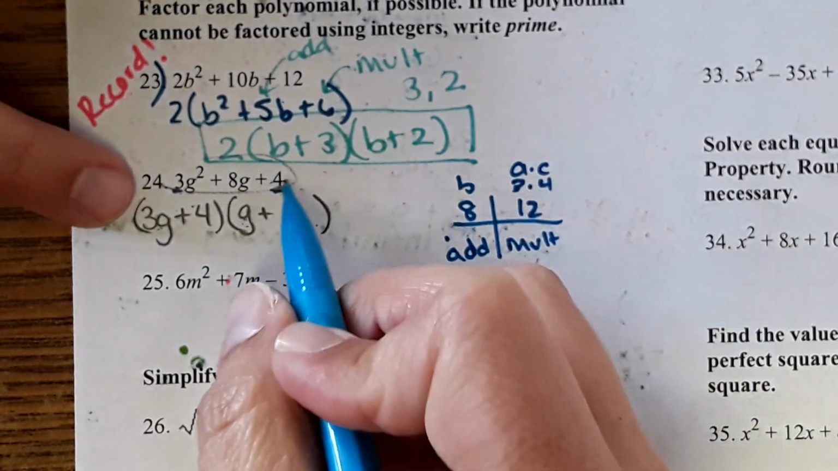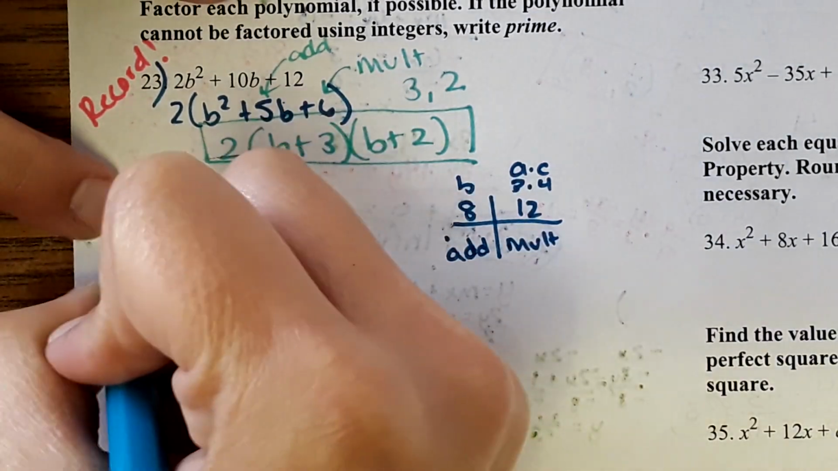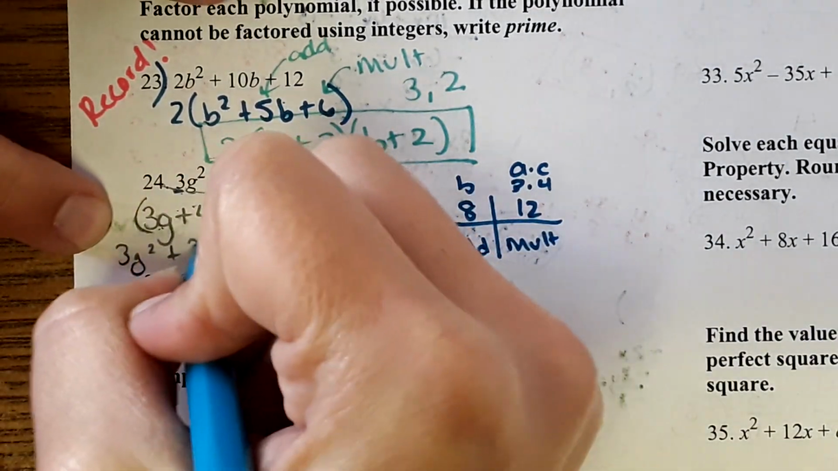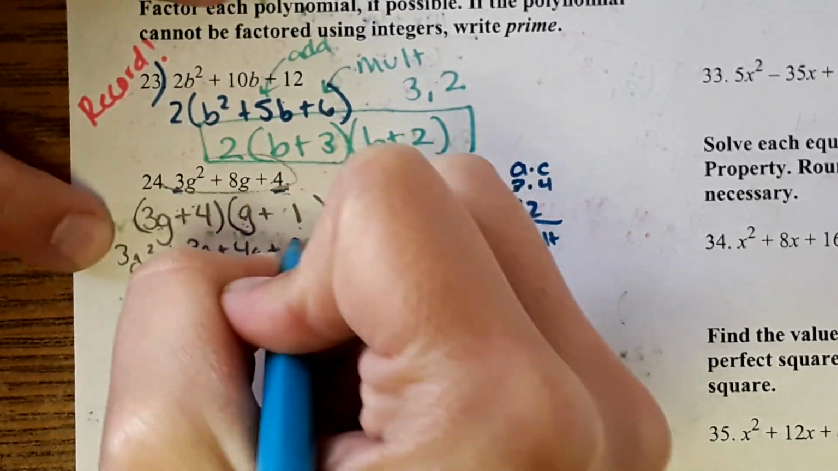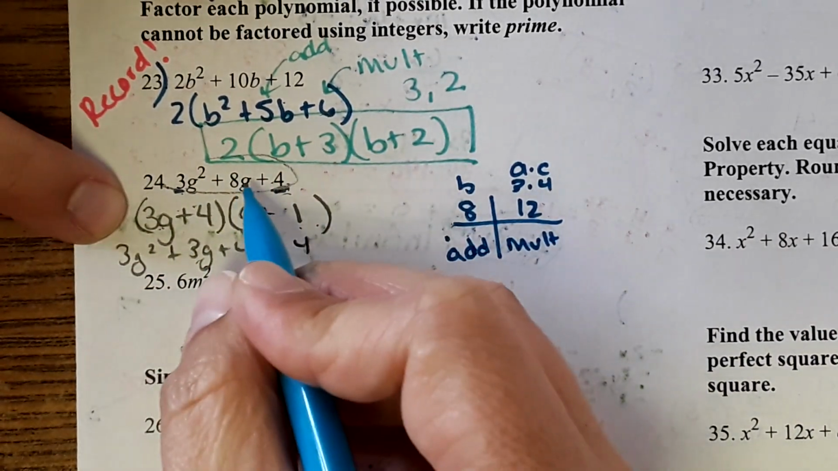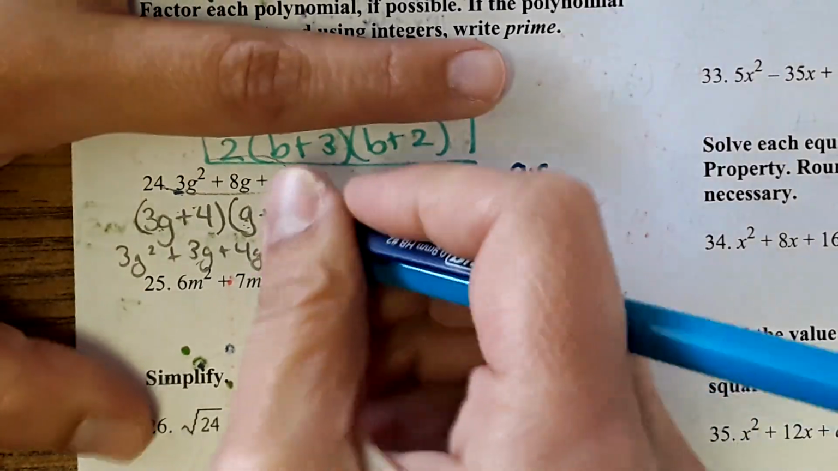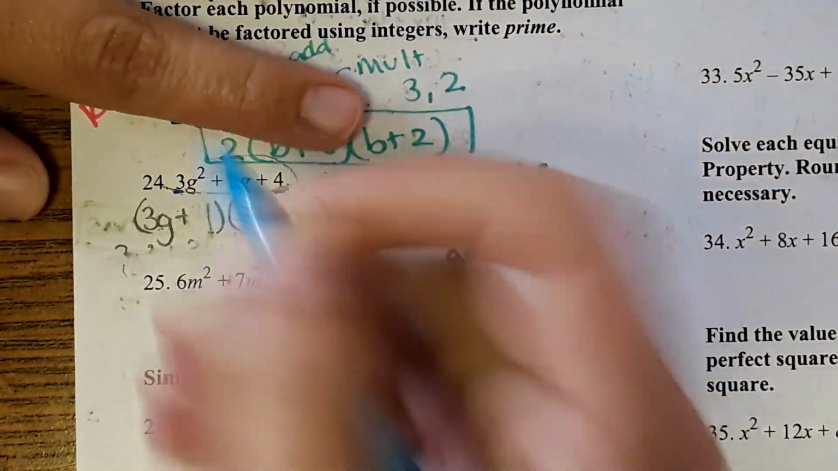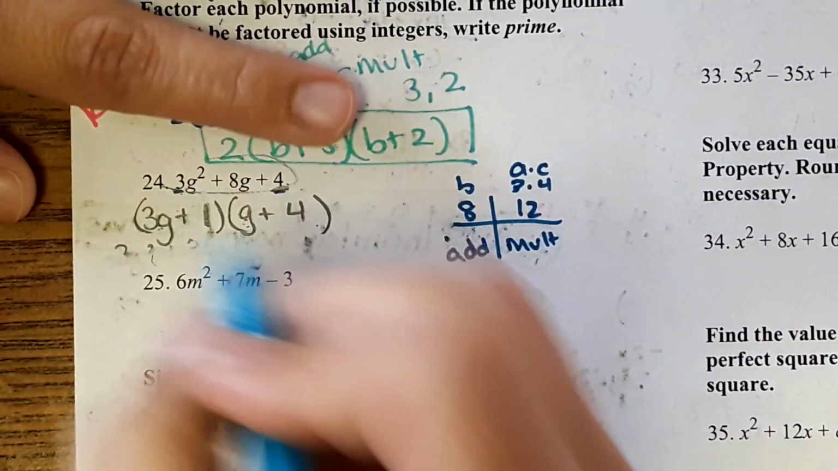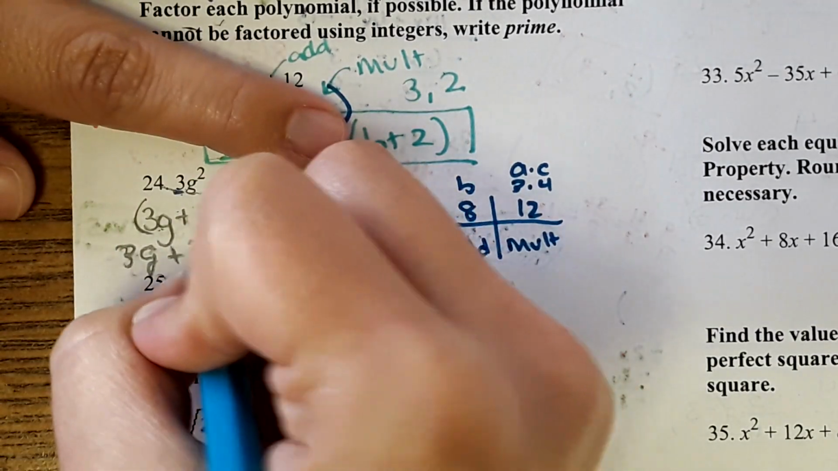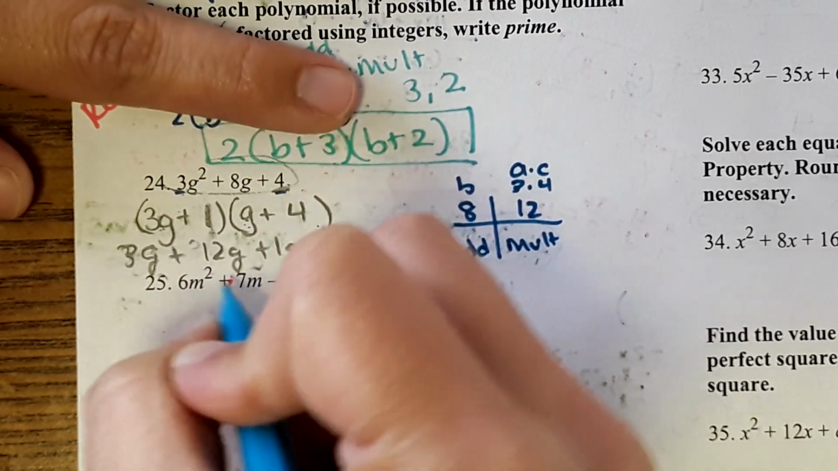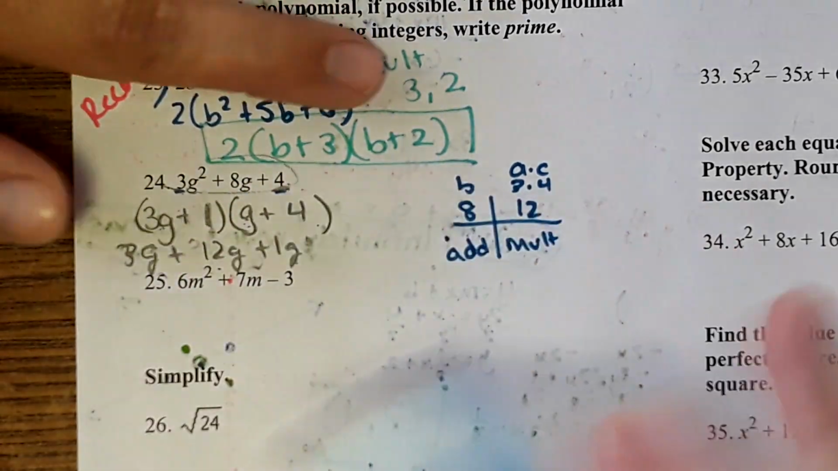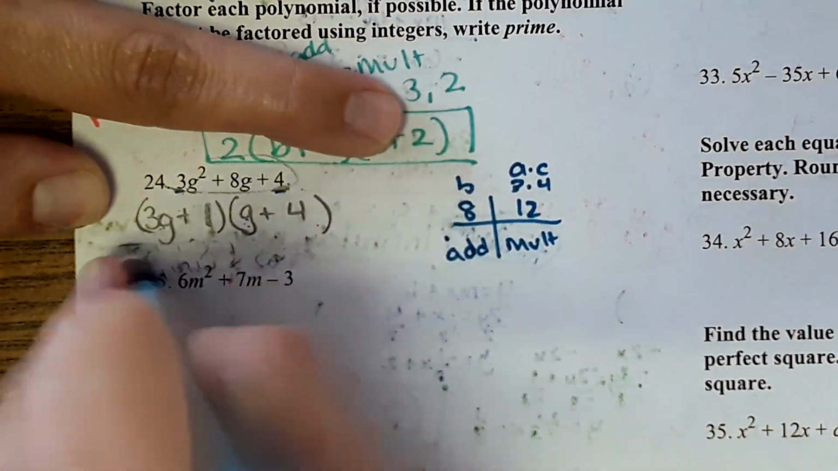Okay, I chose 4 and 1, that would multiply to 4. But when I FOIL this out, I get 3g plus 4g, which is 7, which doesn't equal 8. So these aren't the correct factors. Now I can keep guessing and checking. Maybe the 1 goes here and the 4 goes here. And again, I FOIL it all out. 12g plus 1g, that's 13g. Still not what I need, so this isn't the correct factors.